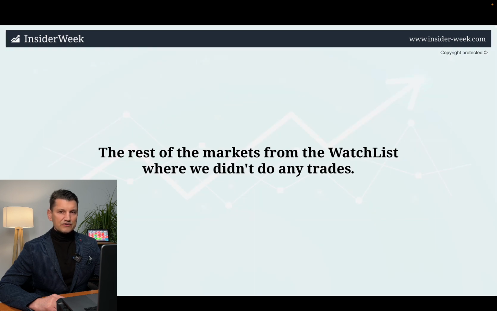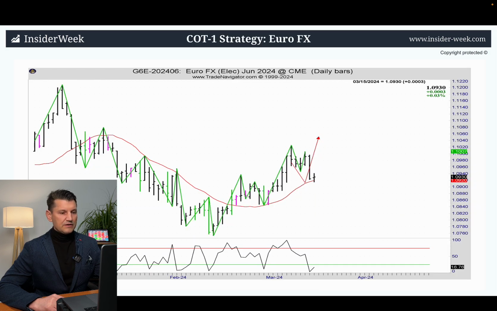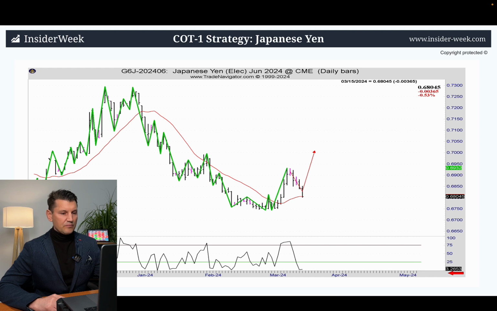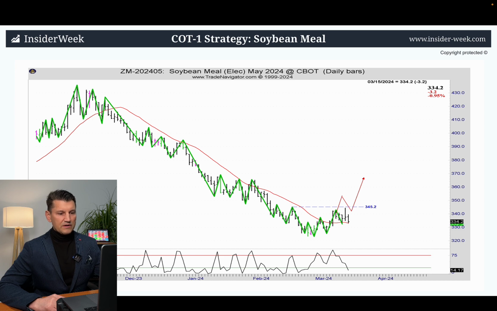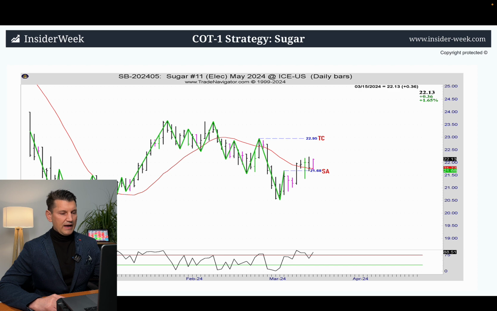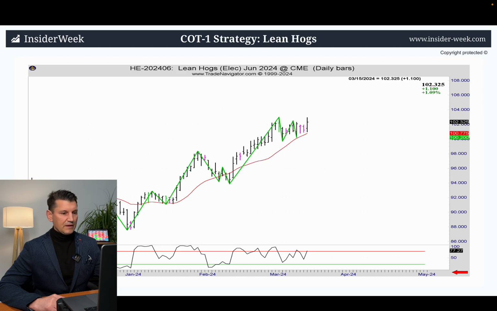I'm waiting for my price target. In other markets from the watch list, I didn't do any trades. The reasons are the same all the time. I didn't get my entry pattern, the market went in the other direction, the correction was too deep, and so on. Or the market went sideways, or we didn't get a trend change I waited for.